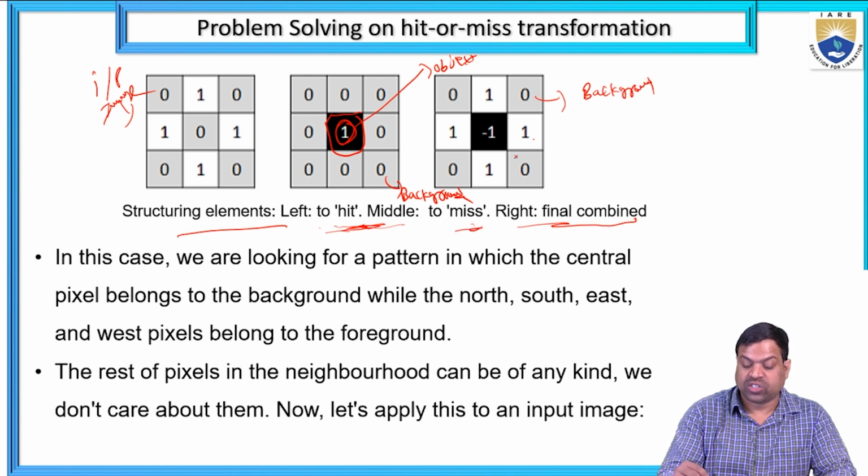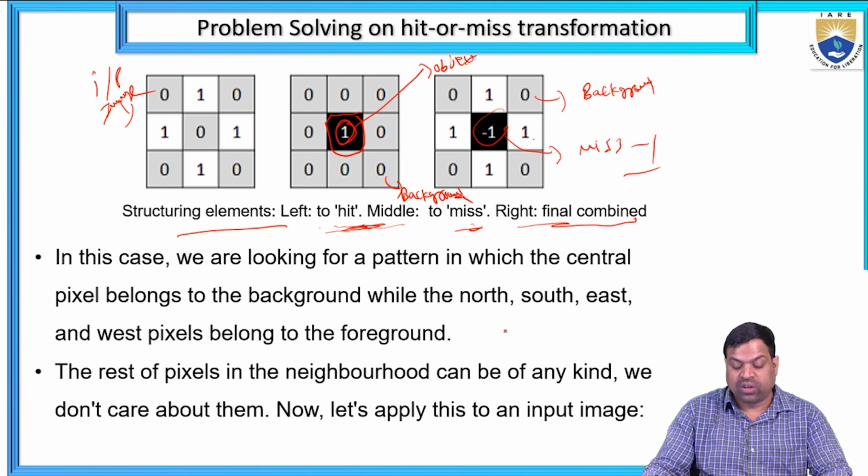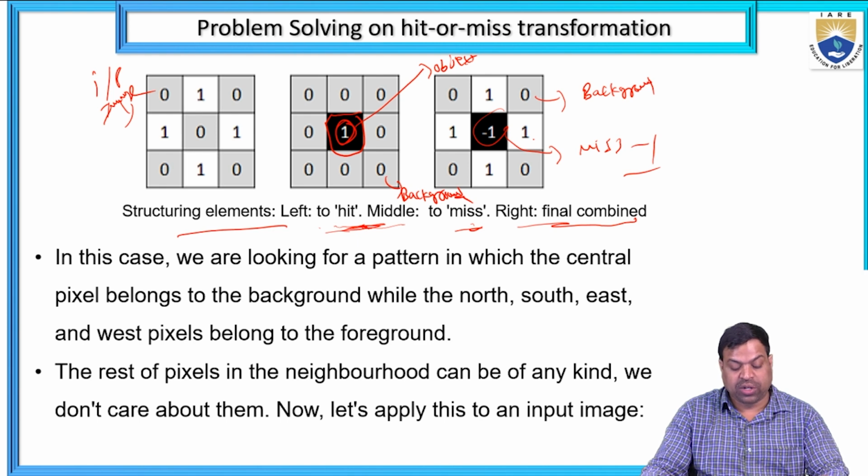Here the miss transform is taken as a -1. So in this case we are looking for a pattern in which the center pixel belongs to the background, while the north, south, east and west pixels belong to the foreground. The rest of the pixels in the neighborhood can be of any kind. We don't care about them.